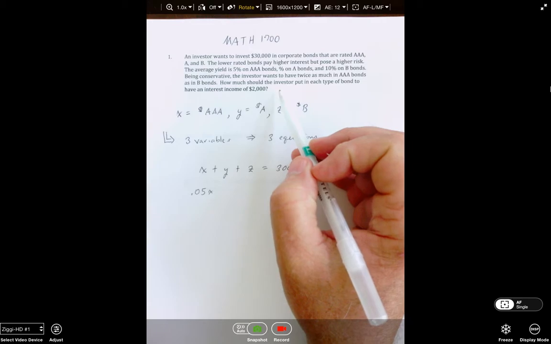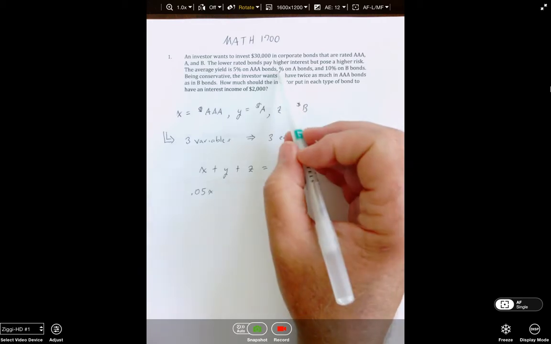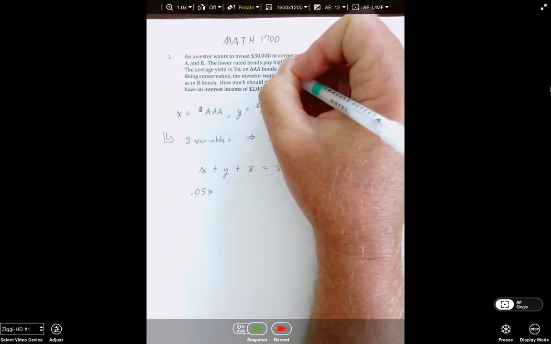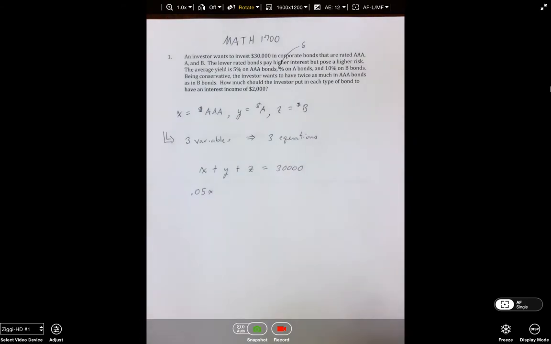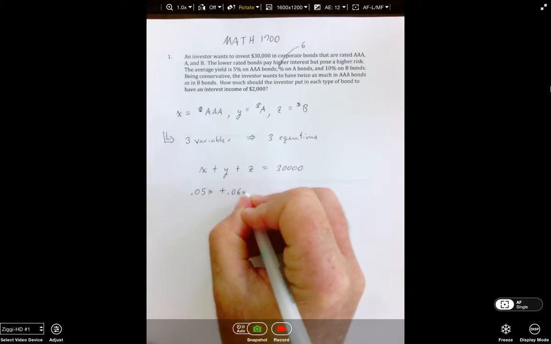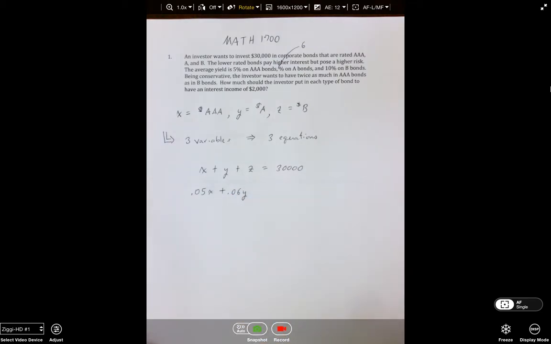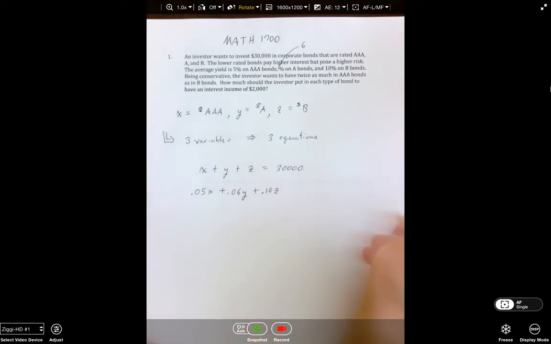The next thing I see is, typo. I think this was 6%. So, guys, I left something out there, so I'm pretty sure that's a 6%. The answer may come out wacky, but we'll use 6% there. I'm pretty sure that's what it was. And then the 10% on B bonds. So, guys, 10% on the amount in B bonds.